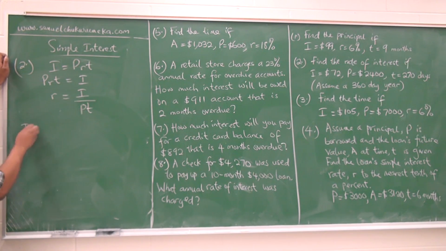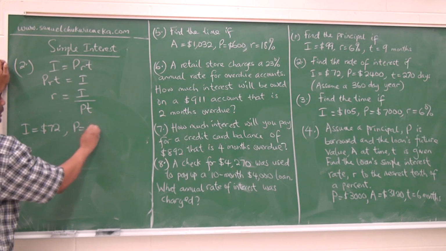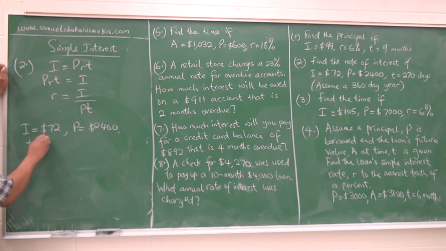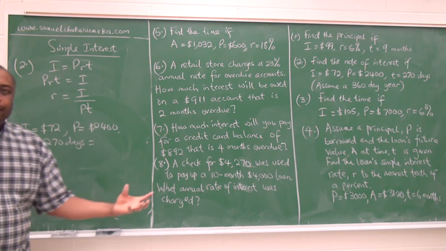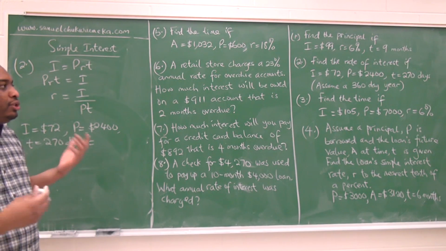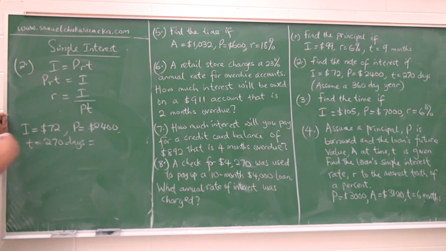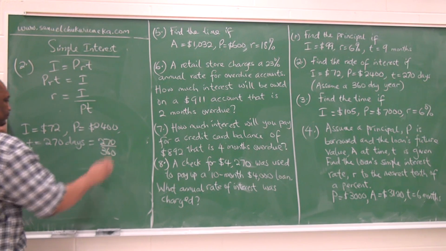So what is our I here? Our I will be $72. Then our P, the principal sum, is $2,400. And their time is 270 days. So now the 270 days, and if it's a 360-day year, that means a year is 360 days. So 270 days will be what? You know, proportional reasoning. When you use proportional reasoning, it will be 270 over 360.